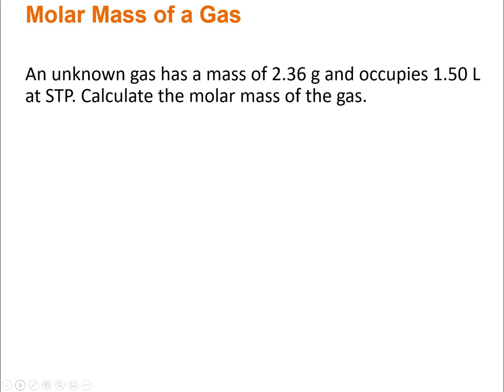So here's another problem type that you're going to see on the exam. I'm going to walk you through it. It's going to use the gas density concept that we just went over, and bring back chapter 2 talking about the other definition of density. So here we've got an unknown gas. It has a mass of 2.36 grams and it occupies 1.50 liters at STP. And we need to figure out the molar mass of the gas.